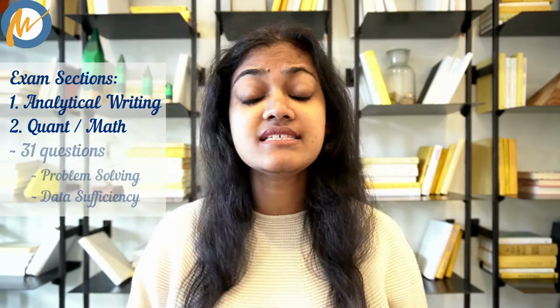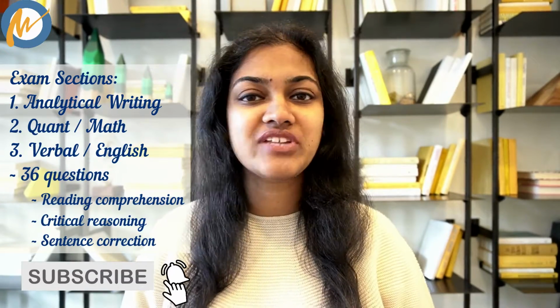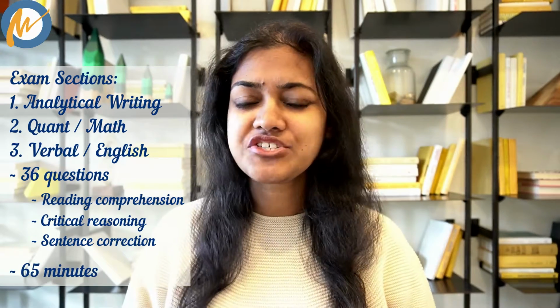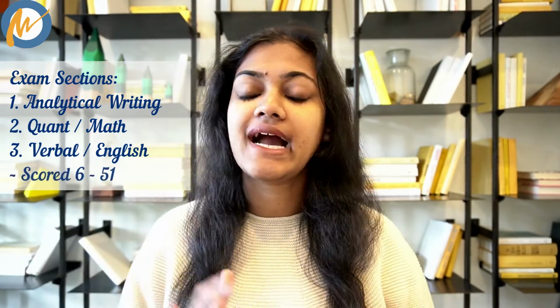The next section is quantitative reasoning that tests your knowledge of math. For example, number systems, algebra, geometry, statistics, probability, permutation and combination, trigonometry, and similar such topics. This section requires you to solve 31 questions in 62 minutes, so you get an average of 2 minutes per question. The next section is verbal reasoning. It tests your reading comprehension, critical reasoning, and knowledge of the English grammar. You have to solve 36 questions in 65 minutes, so the average time per question differs. Both quant and verbal sections are scored between 6 and 51.